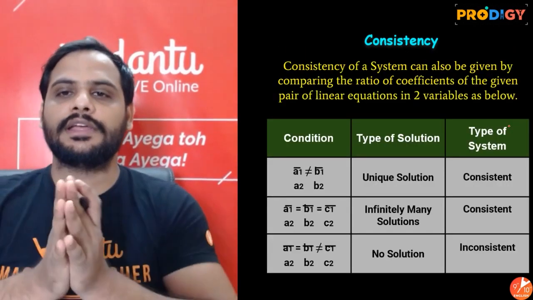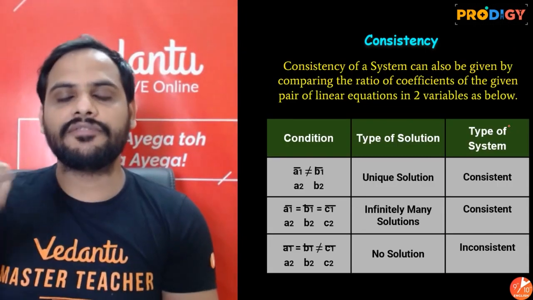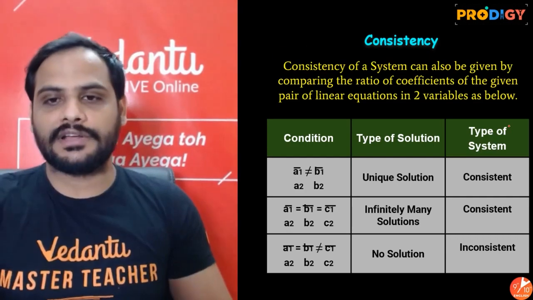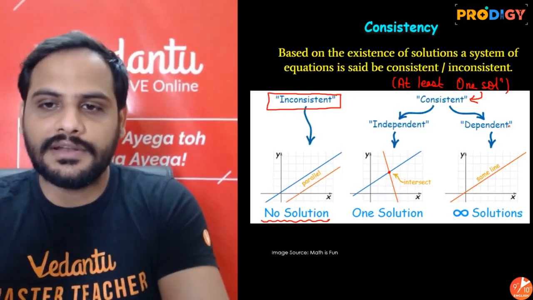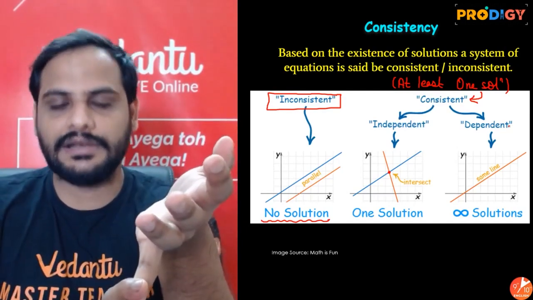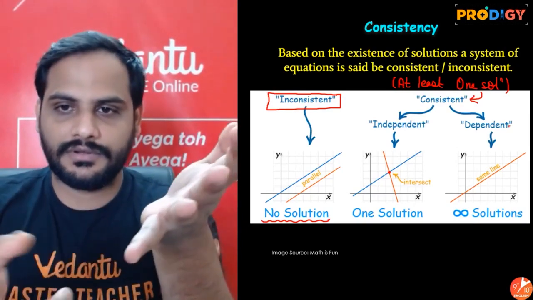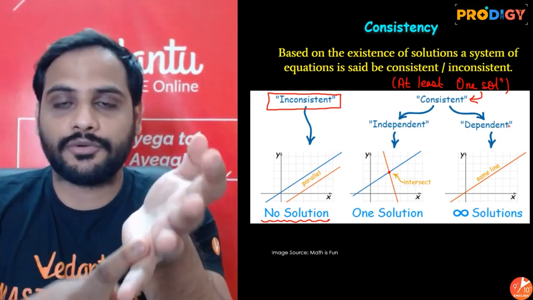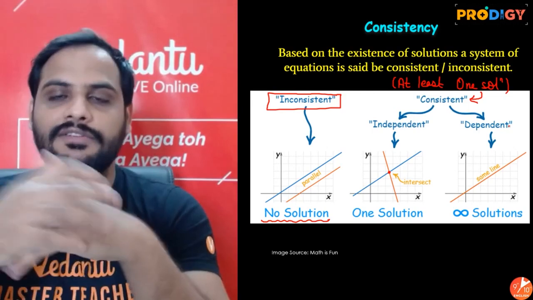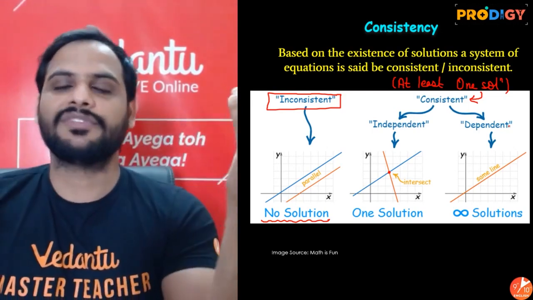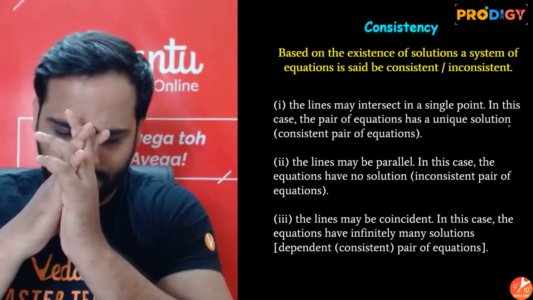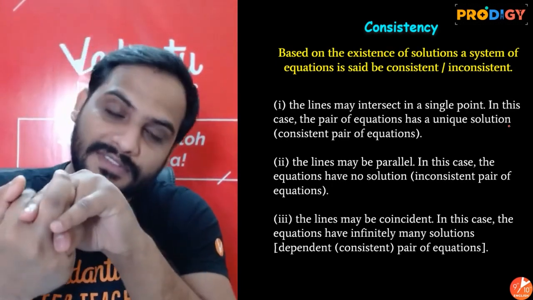The next point is consistency. How do we find out what kind of nature of solution there will be without plotting the graph? Till now, beta, we have learned that with the help of a graph, we can easily find out whether the lines are parallel, intersecting, or coincident. So there will be no solution, one solution, or infinite solutions. Now suppose a lazy person like me, who doesn't want to draw the graph, says: sir, your graph is too lengthy, please sir, no graph sir.